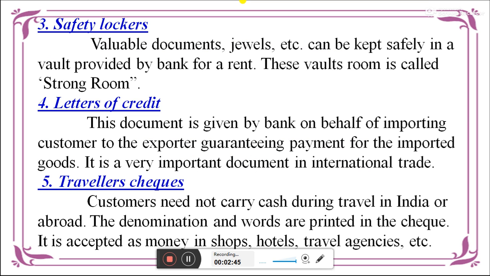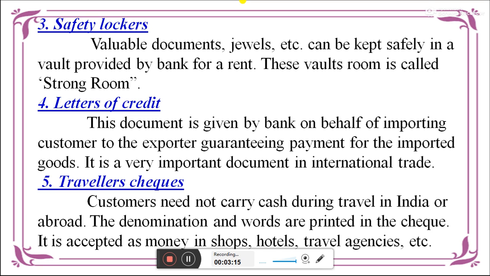Next, safe locker. Banks provide safe lockers for customers. Valuable documents like jewelry etc. can be kept in safe lockers and vaults provided by the bank for a rent. We can pay a monthly amount as rent while using the lockers. So it is a bank locker for rent. This vault room is called a storage room, where things can be easily maintained.